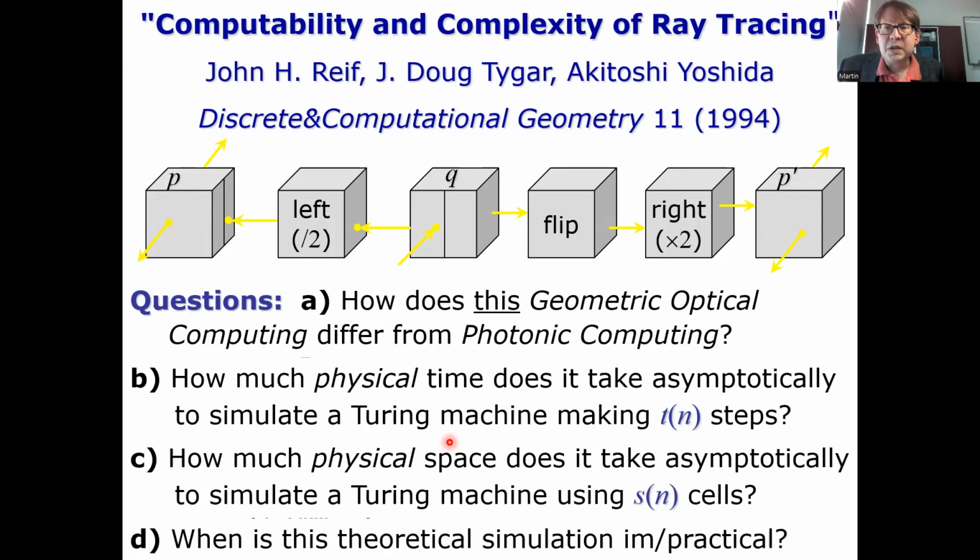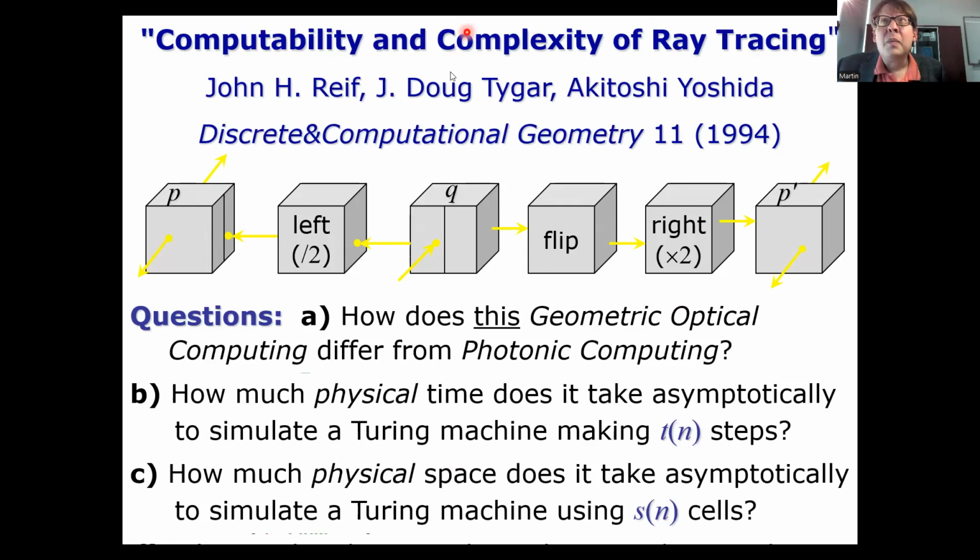And the last question I'd like you to think about is whether this is a practical approach, optical computing to simulate digital computers, to simulate Turing machines, or whether it's impractical. And spoiler ahead, there's no right or wrong answer, as often. But when is it practical? And when does it become impractical?